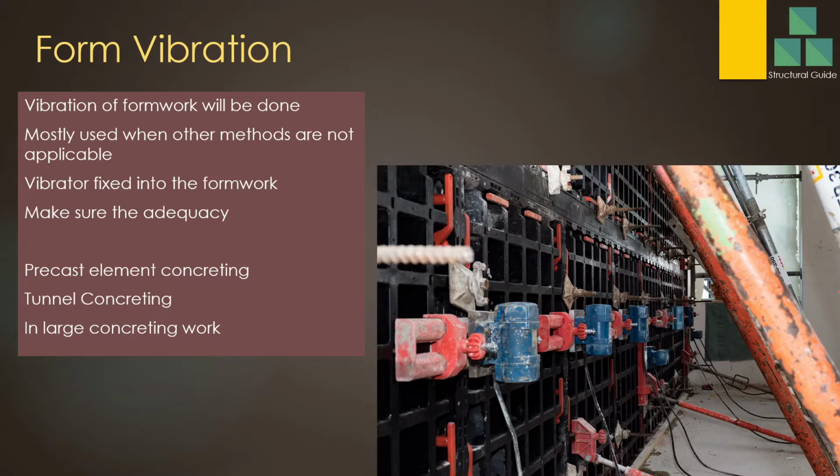Foam vibration. Vibration of the foam work will be done. Mostly we use this method when the other methods are not applicable. The vibrators are fixed into the foam work, then the foam work will be vibrated. With that we are going to compact the concrete. In this process we have to make sure the vibration is adequate. You do the vibration for an adequate trial. This may be done with trial methods.